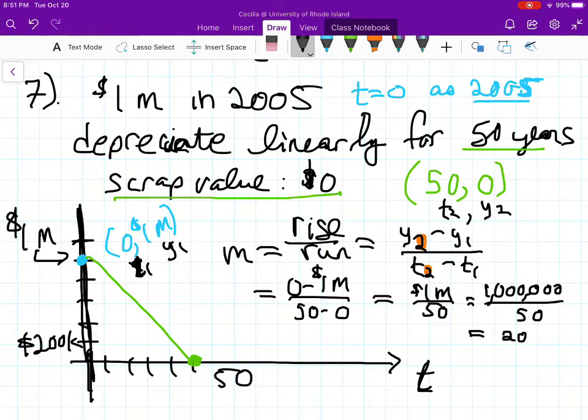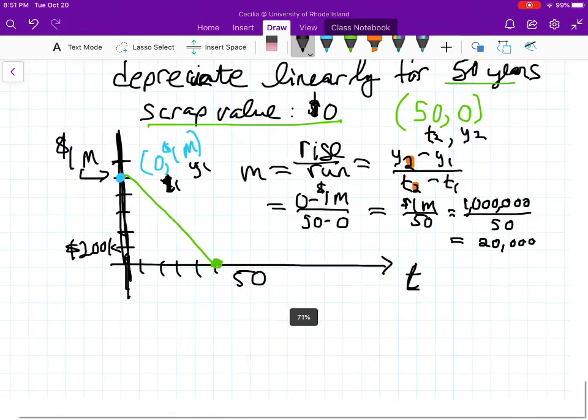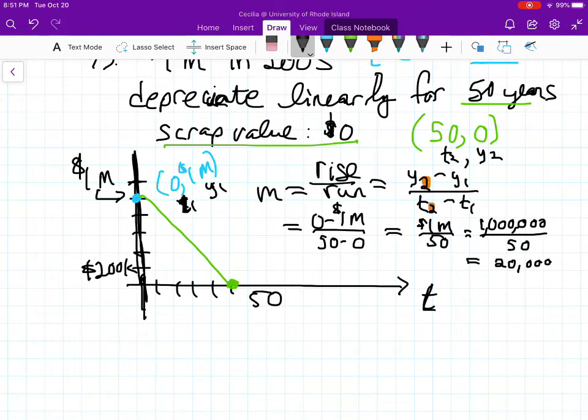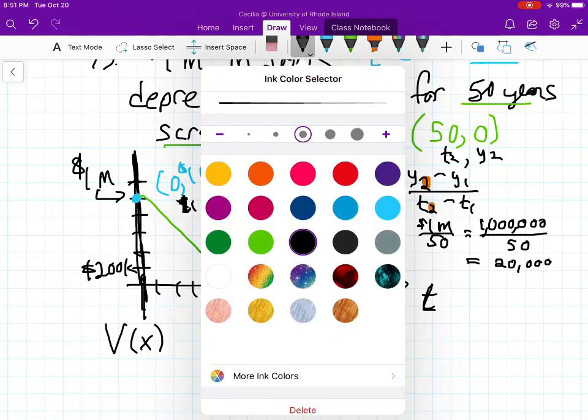So if we plug that into our calculator, we can simplify that down just a little bit, and we get $20,000 per year is the rate of depreciation. So this rate of depreciation is $20,000.